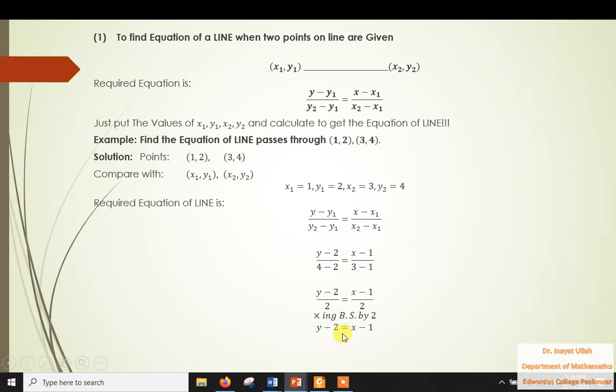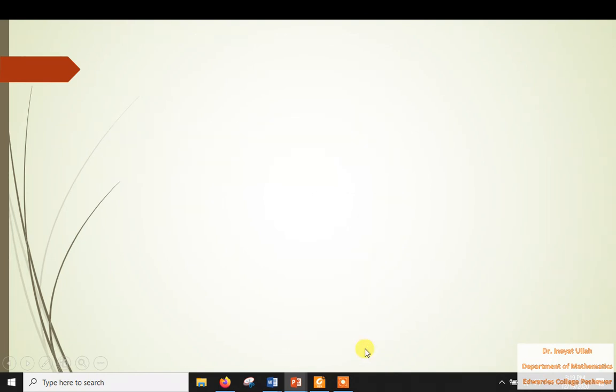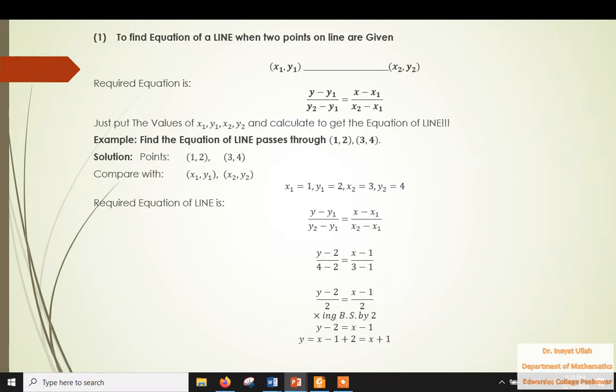Now that is the answer to this question, but usually we write the equation of a line in slope intercept form or in general form. What does it mean? It means that we shift this minus 2 towards the right side. So minus 2 towards the right side will be plus 2. Just look here, plus 2, and minus 1 plus 2 is plus 1. So y is equal to x plus 1 is the equation of the line. So this is how we find the equation of a line whenever 2 points on a line are given to you. That is the criteria.